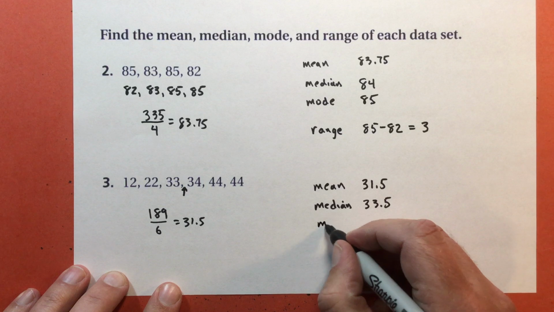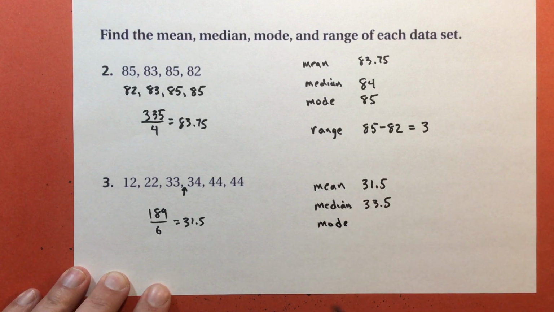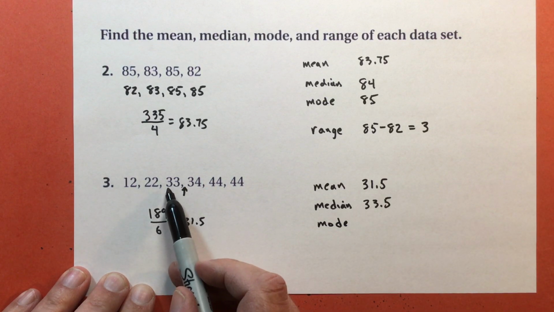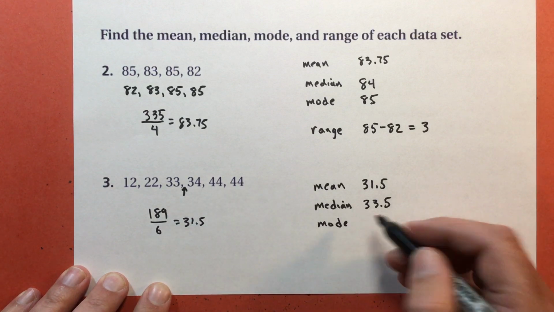Let's talk about the mode. What number occurs the most? Well, 12, 22, 33, 34. Looks like I got a pair of 44.